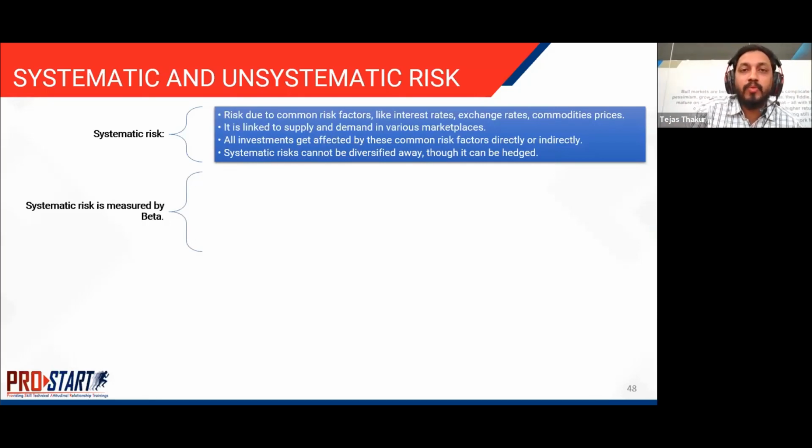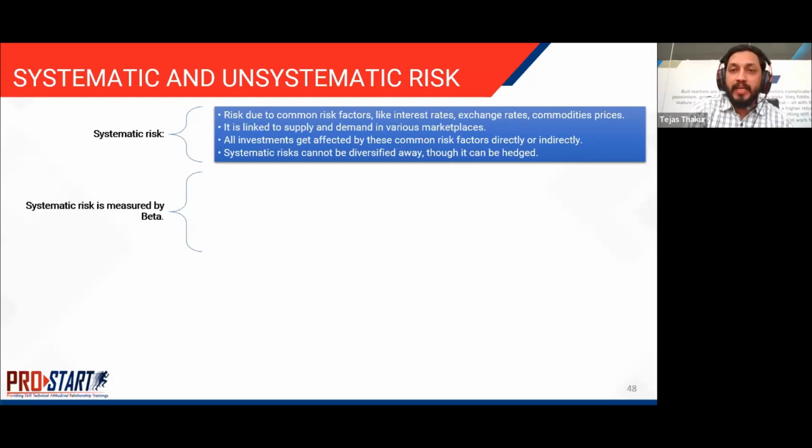So systematic risk is risk due to common risk factors like interest rates, exchange rates, commodity prices. It is linked to the overall demand and supply in the marketplaces. All investments will get affected by these common risk factors directly or indirectly, like the interest rate risk. If the Government of India or the Reserve Bank of India is expected to increase or decrease rates, it might directly impact the banking sector, but it also has an impact on the automobile sector. So it can be direct or indirect, but these are risks at an economy level, common for all the constituents of the portfolio, and hence non-diversifiable.